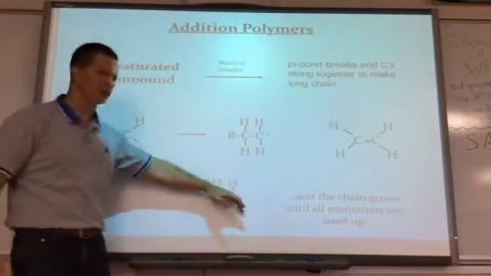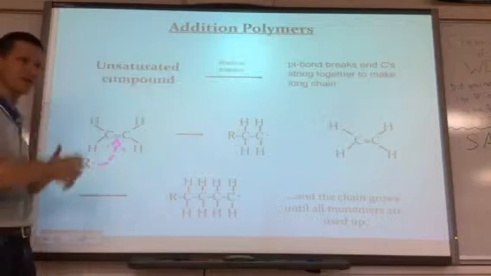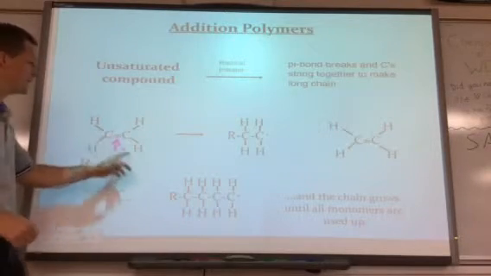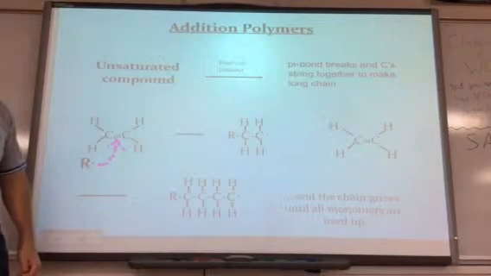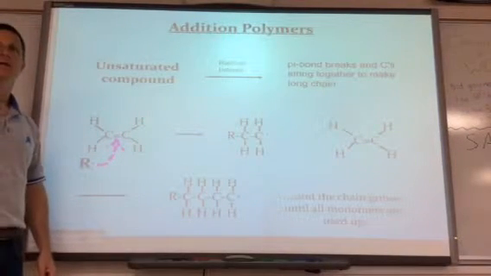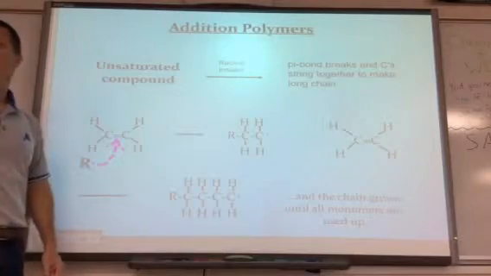So this is the way polyethylene would be made. We start with ethylene, and it just grows like that. Notice we start with double bonds, and we have all single bonds in the polymer at the end. Yeah? So an example of the R could be halogens. Yes, it could be.